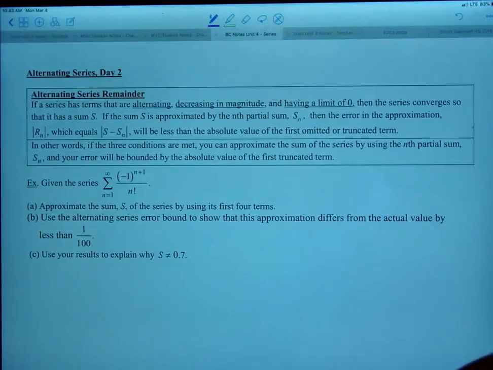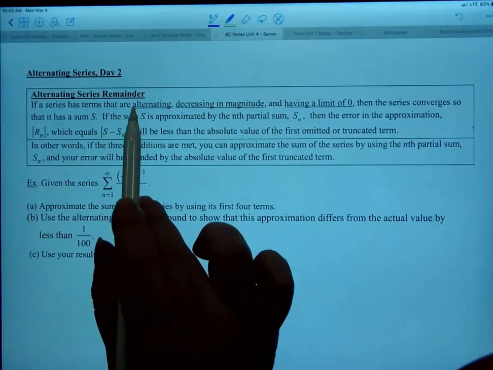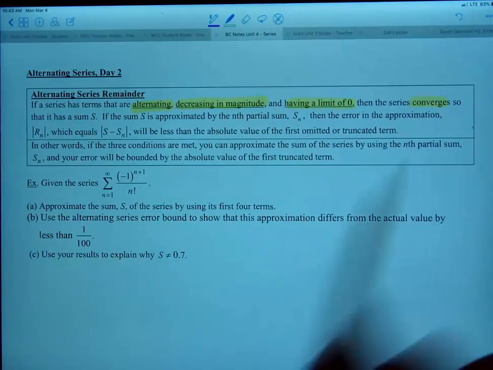So let me go back to the notes, which you have in front of you. This right here is a review of what it was saying before. If it alternates, it decreases, and has a limit of 0, it converges. It's another way to talk about how this works. Once we do a problem, I'm going to put it more into a mathematical context because I know that errors are confusing. They were confusing to me when I learned them, and they come up a lot in the BC material.